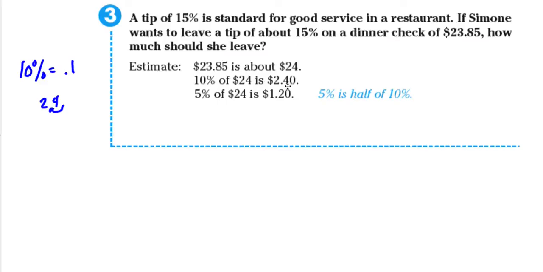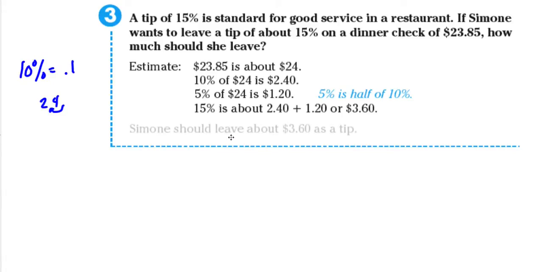2.4. Half of 2.4 is $1.20, and you simply add them up together. So you get 15% by simply adding 2.40 plus 1.20, or $3.60. So Simone should leave $3.60 as a tip.